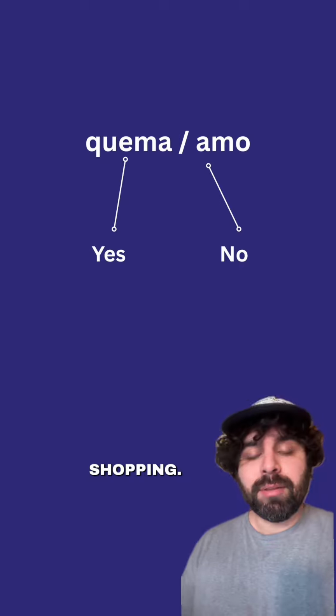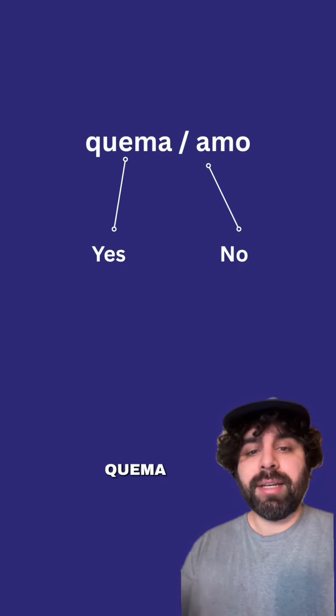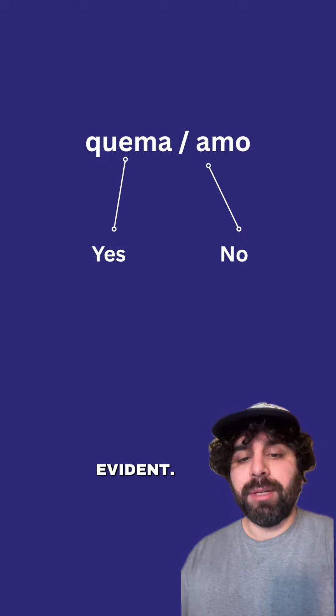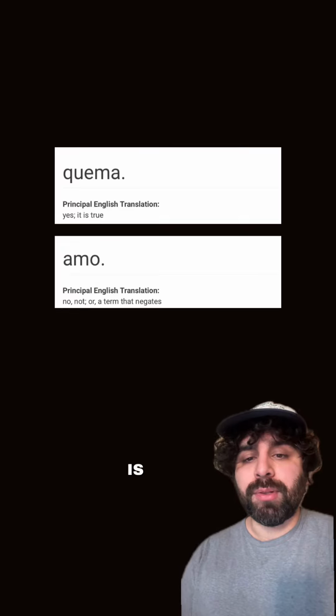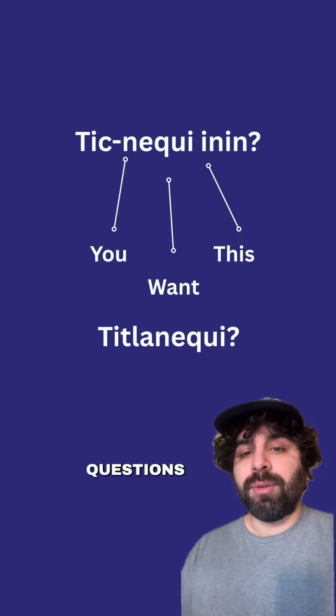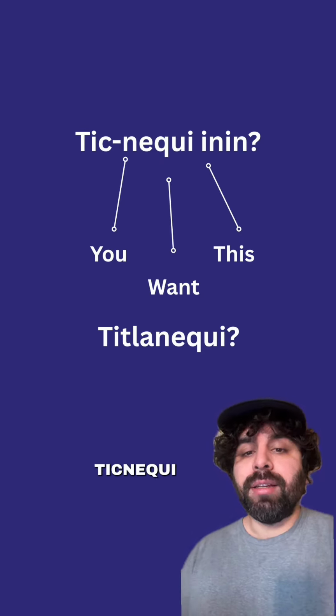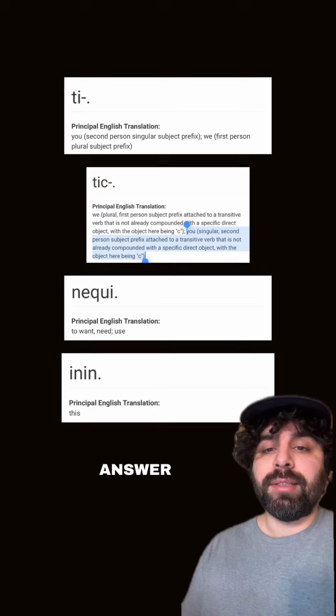Now let's start shopping and let's learn some basic phrases here. Yes is gema, no is amo. It's pretty self-evident. We can confirm here, gema is yes, amo is no. This is going to be helpful when you have to answer questions. So if someone asks you, tikneki inin, do you want this? Or titlaneki, do you want something? You're going to be able to answer yes or no.